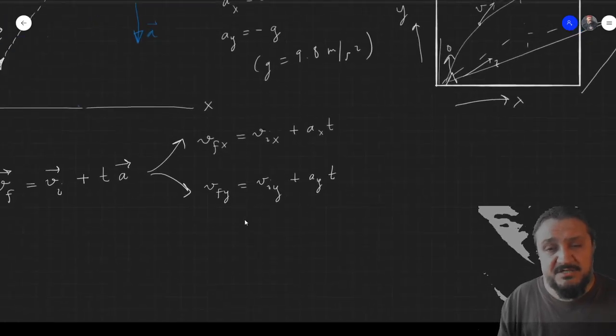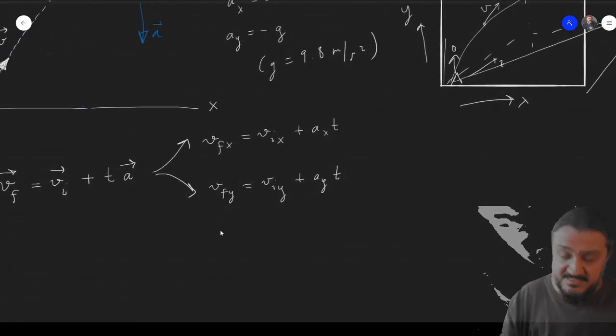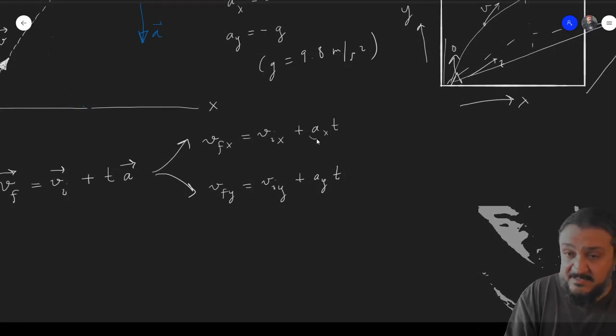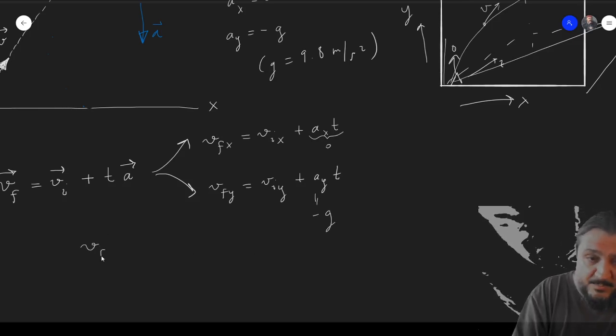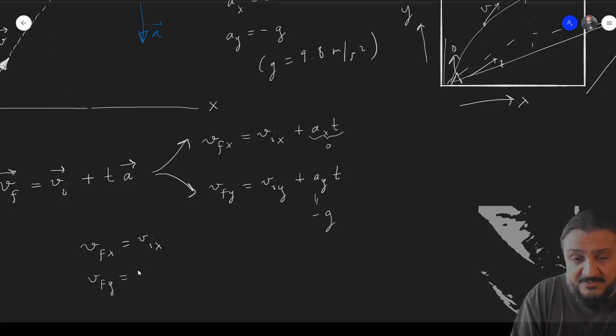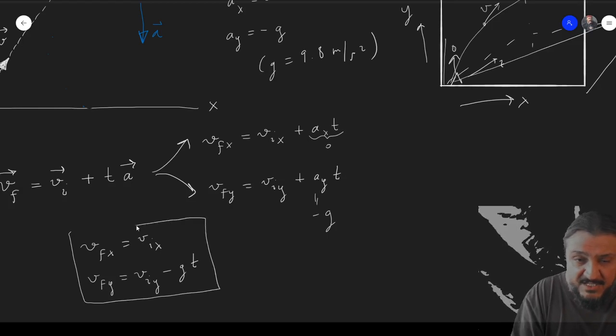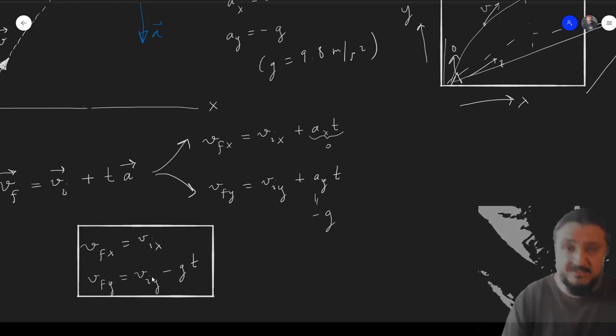So we have two equations, and they can be really simplified because ax is 0, ay is negative g. So we end up with Vfx equals Vix, which is the most important thing in projectile motion. The x component of the velocity does not change. We end up with these two equations: the x component doesn't change, and the y component does change according to this equation.